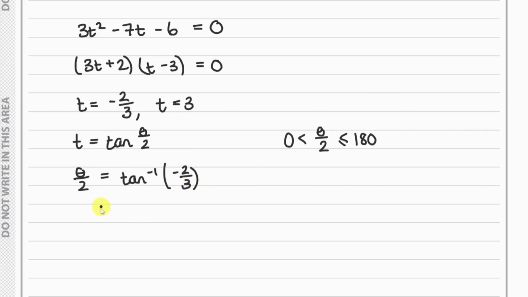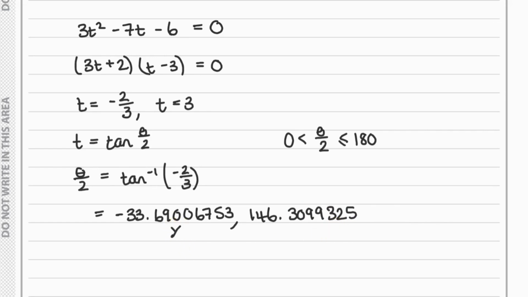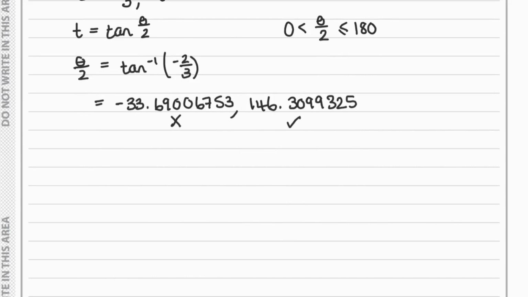From here, I'm going to get my principal solution. In my calculator, I get minus 33.69006753. Well, that's not within my range of 0 to 180, so I need to find my next solution. We can do this using CAST or just knowing how tan behaves. So we're going to add on 180 to that to get 146.3099325. That is in my range, so I'm going to discount the first one, but I am going to keep that one.